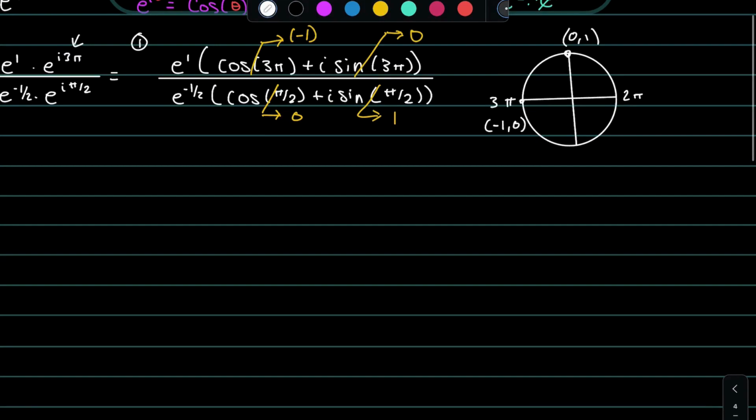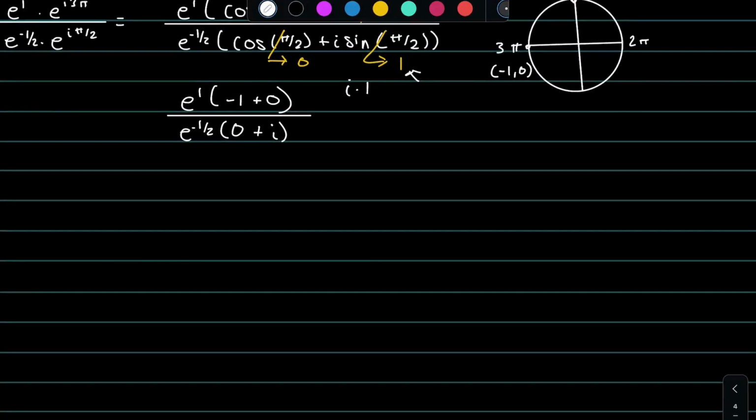Cool. So now we can rewrite this as e to the first times, what do you think? So times negative 1 plus 0. And then all over e to the negative 1/2, and then we got 0 plus that imaginary 1. Because since we have a 1 left here, and that was an i times the sine of pi over 2, it's i times 1. So make sure you do not forget that you do have an imaginary number in the denominator, okay? So once we have this, we know that this is now negative e to the first over e to the negative 1/2.